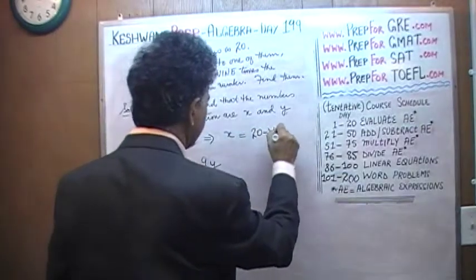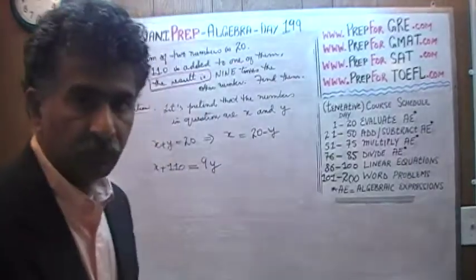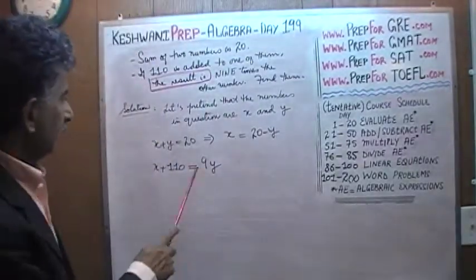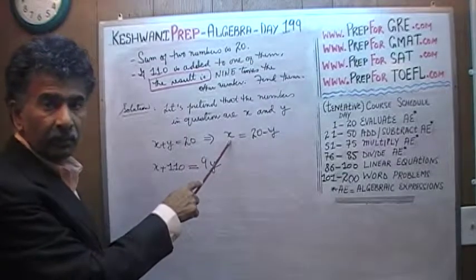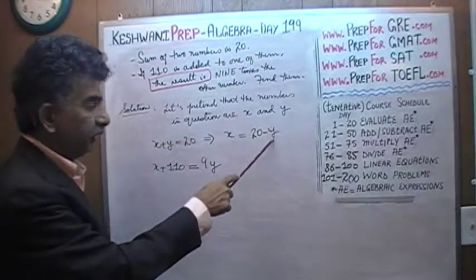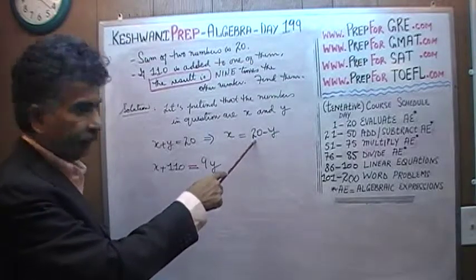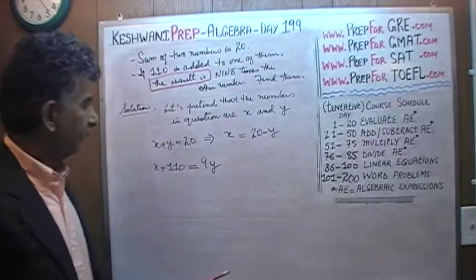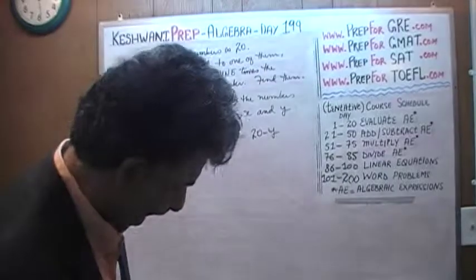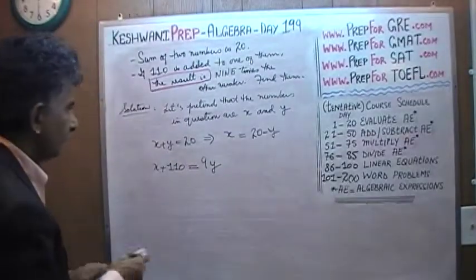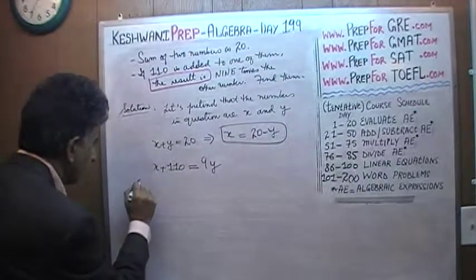20 minus y, which makes sense. Because if the sum of the two numbers is 20, then this x must be whatever is left over from 20 after we take away the other being y. So after you take away y from 20, whatever is left over must be the x because their sum has to be 20. Let's put this value of x equals 20 minus y in here.